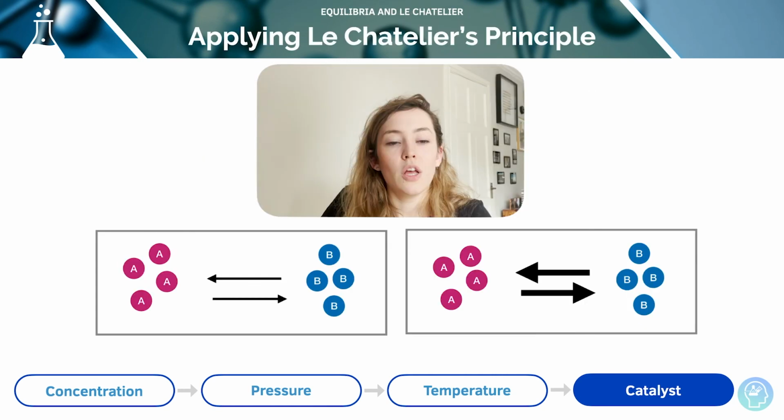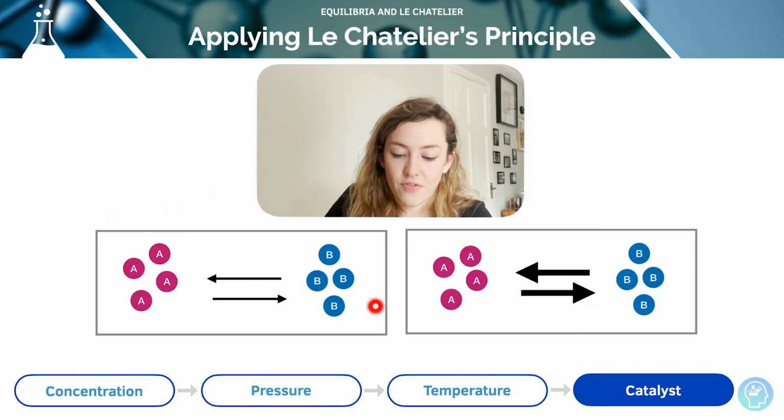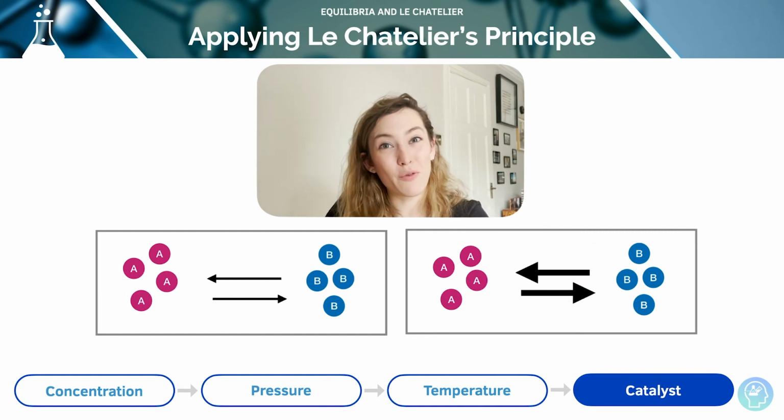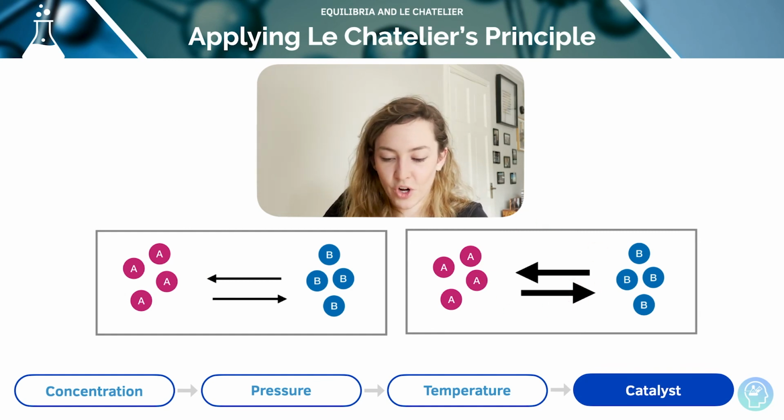So as you can see, this is a good diagram of the presence of a catalyst. This is without and this is with. I've increased my arrows, but of both the forward and the backward. So we're not going to go anywhere with that.